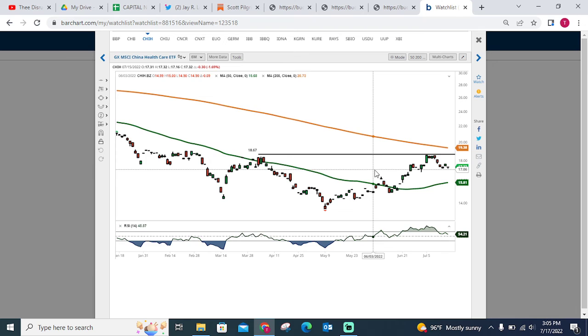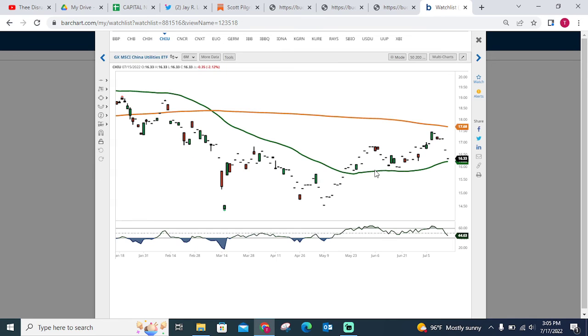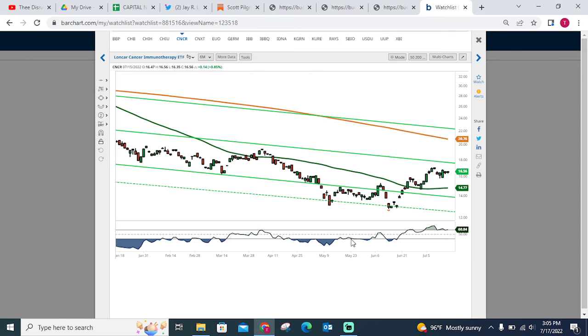So that's CHIH. Okay, CHIU, these are China utilities. You see it really had a rough day, a rough couple of sessions there, back down to the 50. Does it bounce here? Because look at that, it went pretty low on the RSI. It'd be great to see a bounce there. That'd be really exciting.